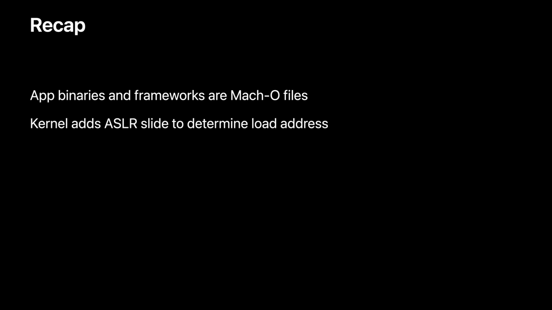Next, we learned that the kernel adds a random value, known as the ASLR slide, to the linker addresses. The addition of the ASLR slide and the linker address is known as a load address. We can check the binary image list in a crash log to see the load addresses in the event of a crash, or we can use VMMap to see the load addresses for a running app. Finally, we walked through some examples of calculating the ASLR slide to get back to the file address space.